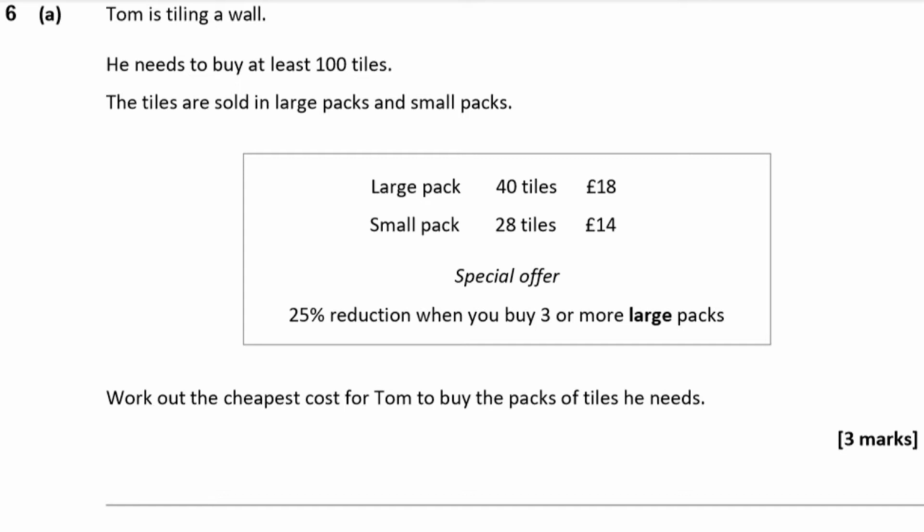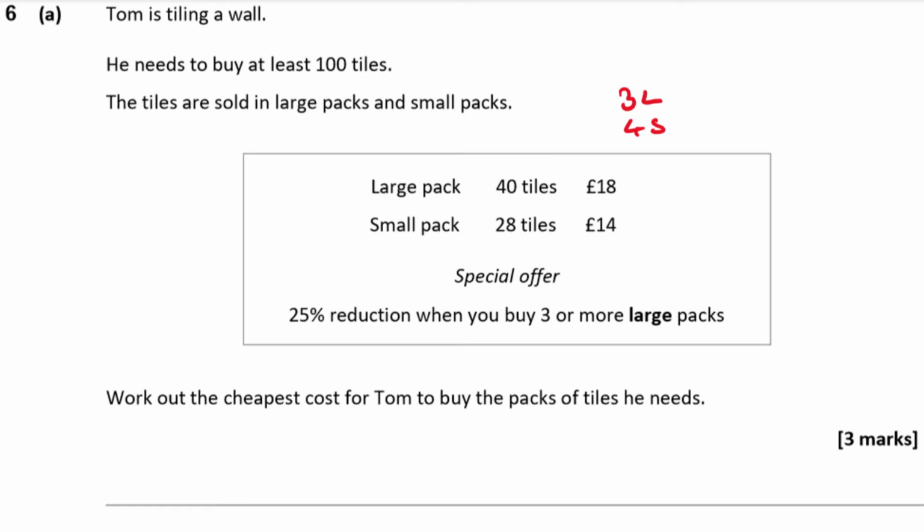Well, there are different combinations he could use, isn't it? So the large pack has got 40 in it and the small pack has got 28. So one possible way would be 3 lots of the large ones. That would be 40, 40, 40, wouldn't it be 120? And that would qualify for the discount, so that's possibly a cheap way of doing it. With the 28 tiles, we could do 4 packs then, couldn't we? Do 4 of the small ones. That would also give me enough tiles, just over 100, wouldn't it be?